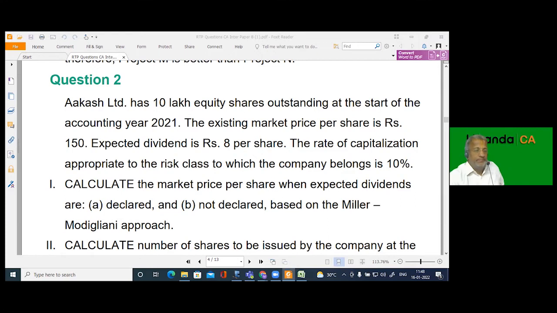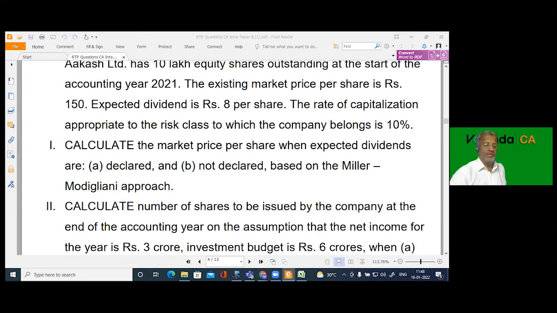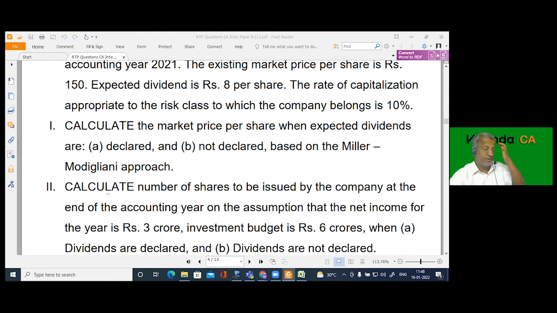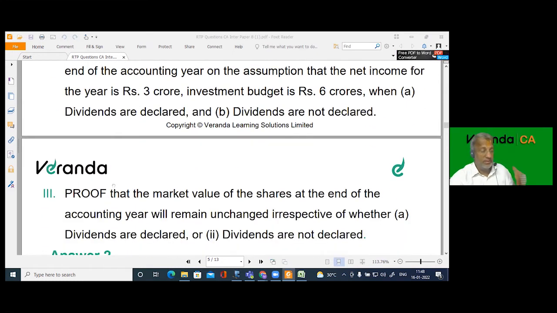Then calculate the number of shares to be issued by the company at the end of the accounting year on the assumption that net income is 3 crores and the investment budget is 6 crores, when dividend is declared and when dividend is not declared. Prove that the market value of the share at the end of the accounting year will remain unchanged irrespective of whether dividends are declared or not. So how do we approach this problem? And especially they have indicated the model that we are going to follow.